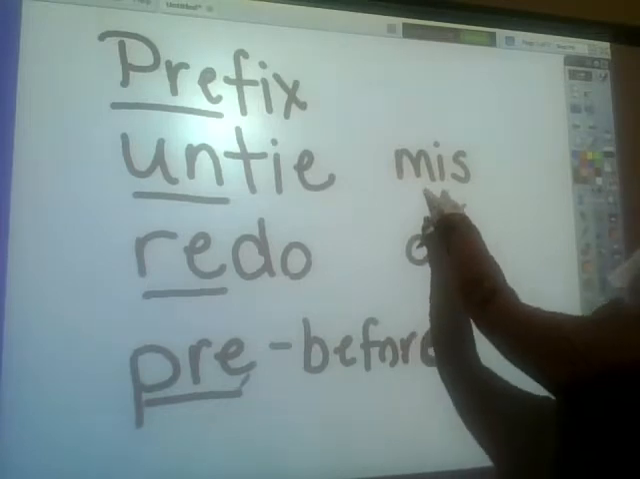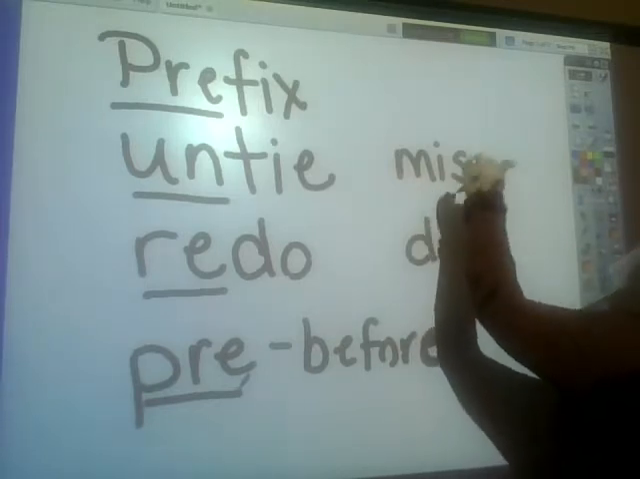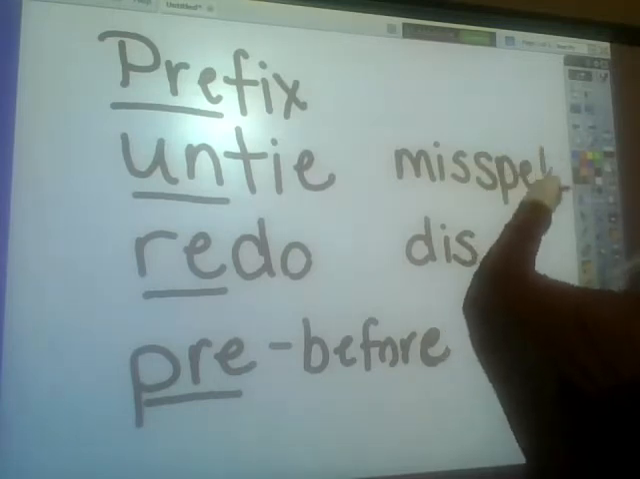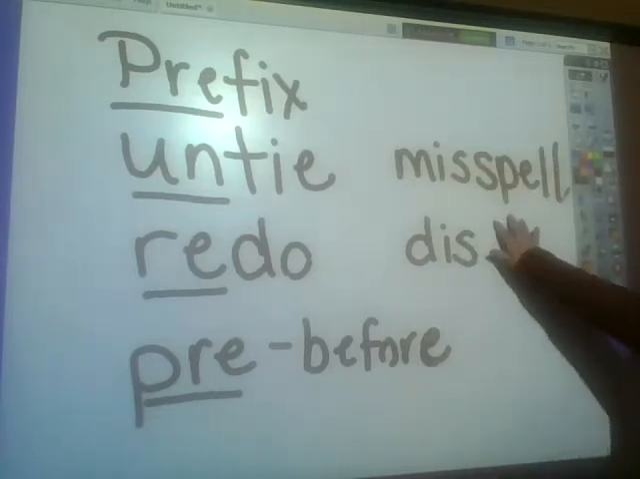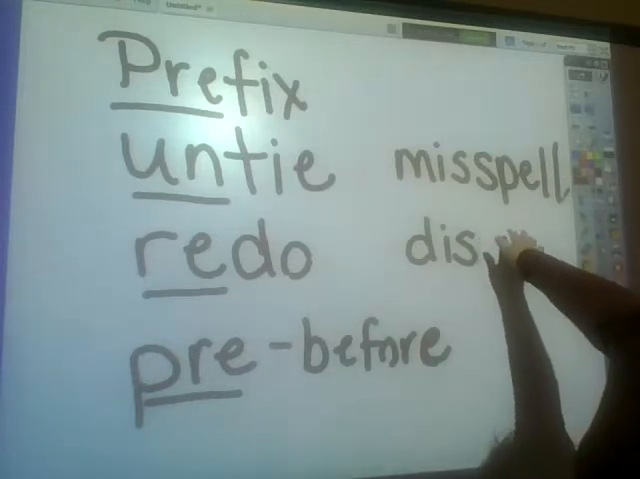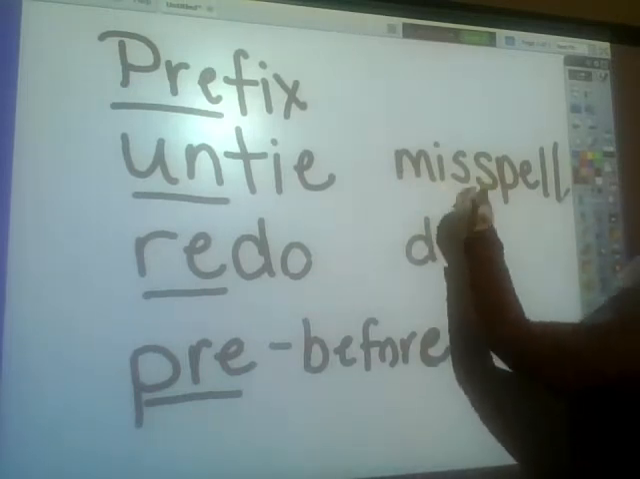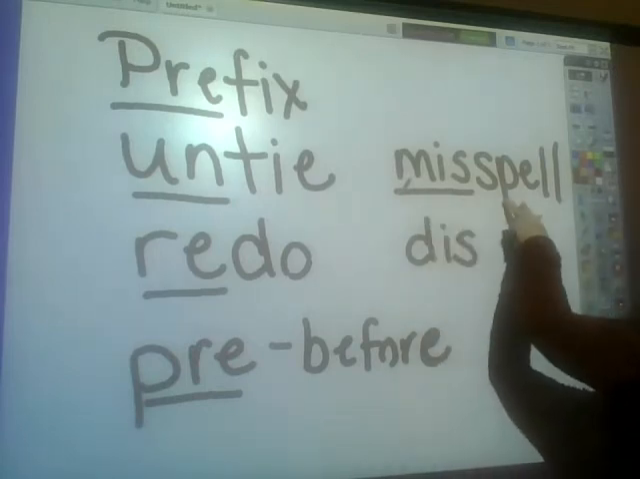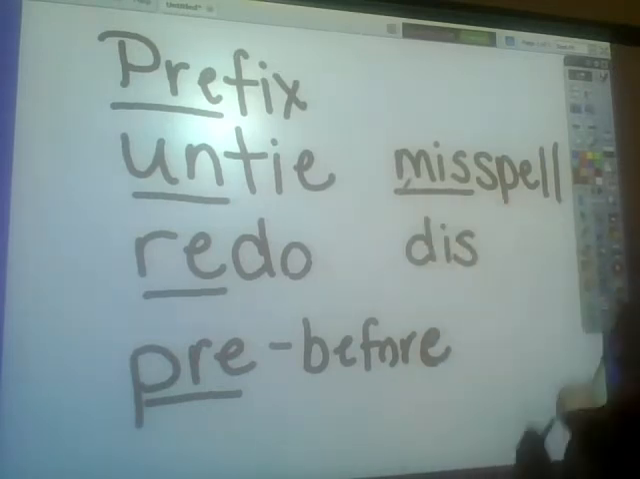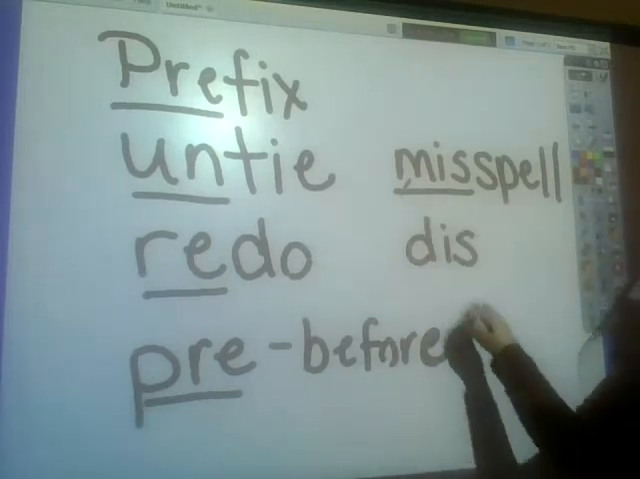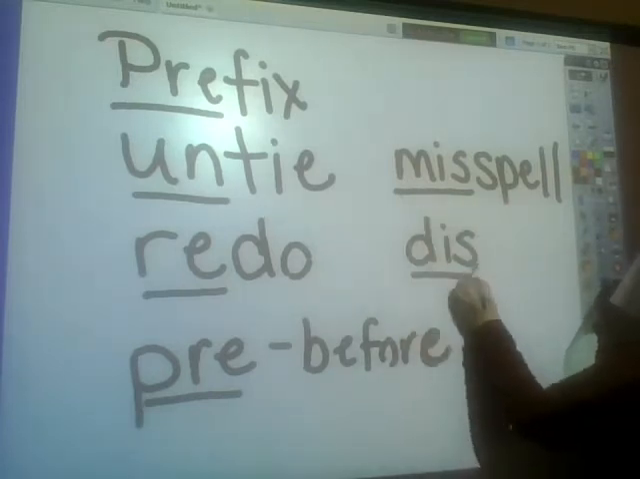Let's talk about the prefix mis. We have the word mis, and let's say we put spell on this, which I think is one of your spelling words actually. Yep, it's number 6, misspell. This means not correct. So misspell or mistake. It's not correct.